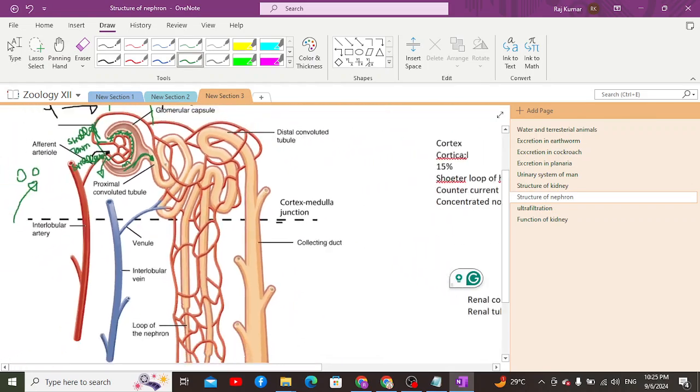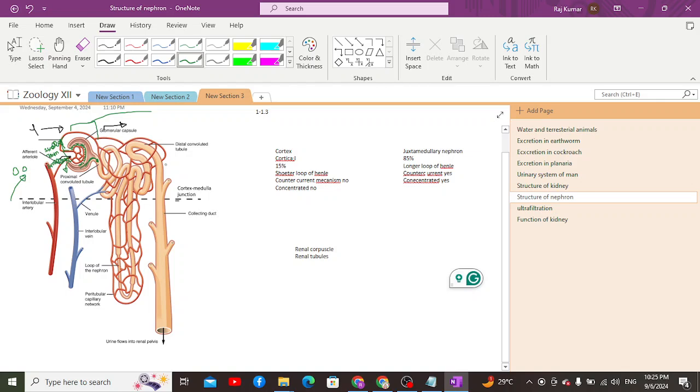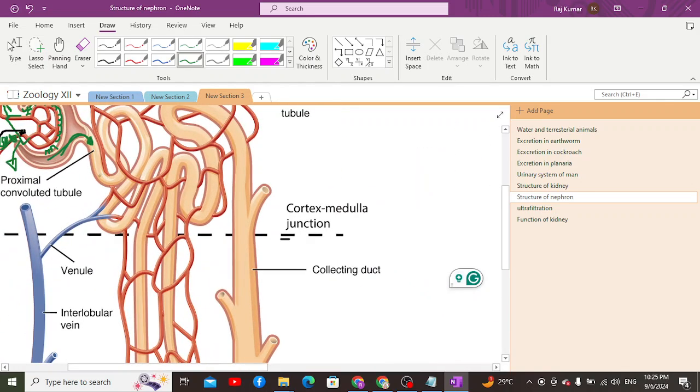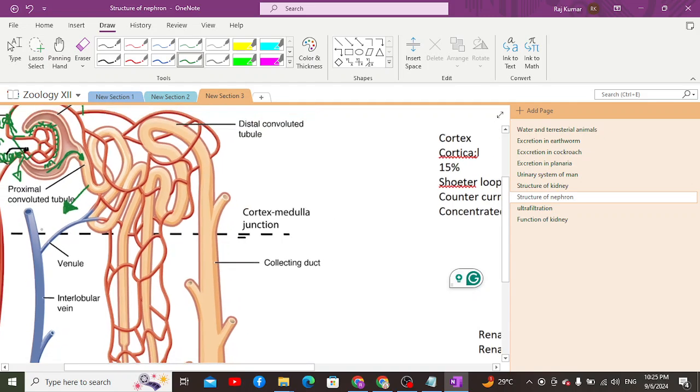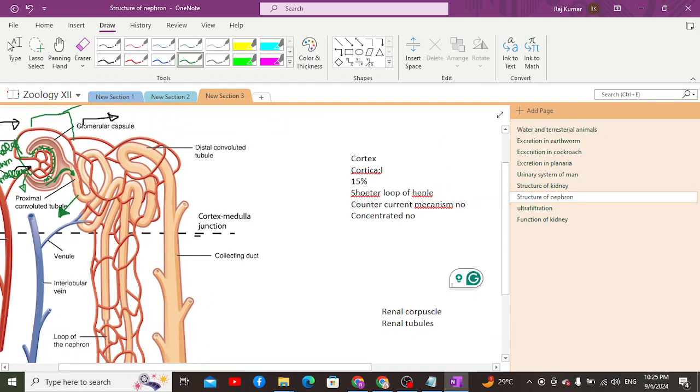Renal tubules basically consist of four major regions. Number one is the proximal convoluted tubule. These are highly coiled regions where the process of reabsorption and tubular secretion occurs. The proximal convoluted tubule is a region where most of the important and useful nutrients and materials from the filtrate are reabsorbed.